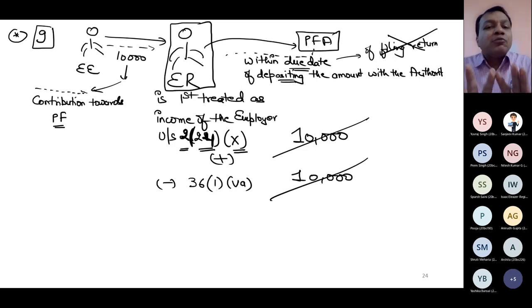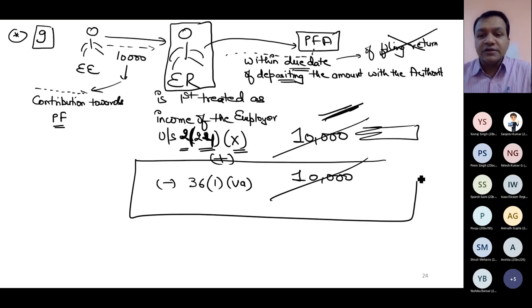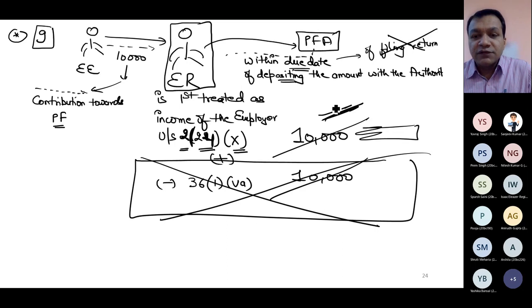This 10,000 was not the employer's money. Technically, it is treated as the employer's money when you receive it, but don't keep it with you. If you delay as an employer and don't deposit this amount on time, then unnecessarily you will have to pay tax on 10,000, because you will not get any deduction, and by default it will become your income. So no employer is happy with this job, but the government wants security for the employees.